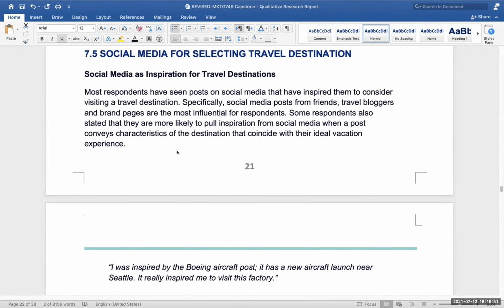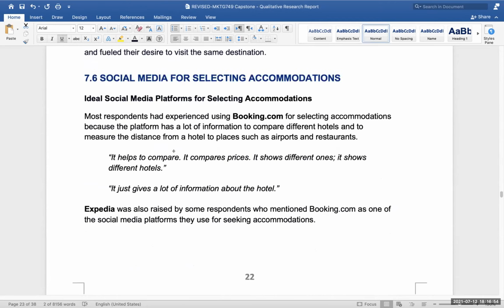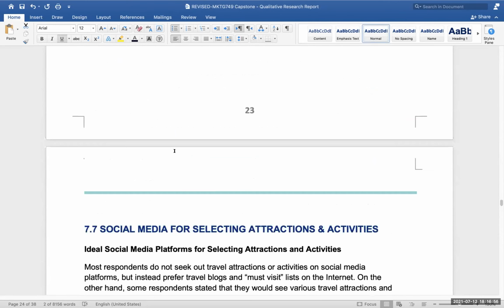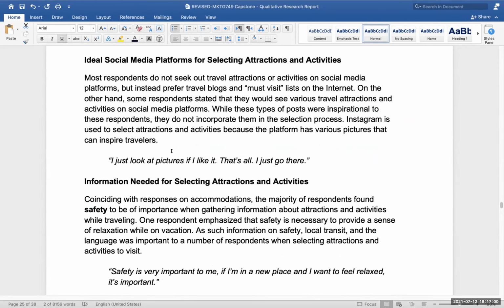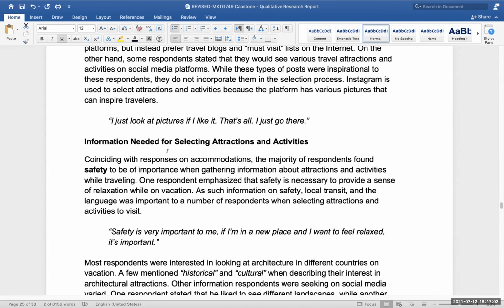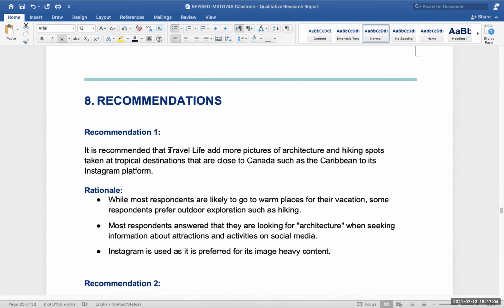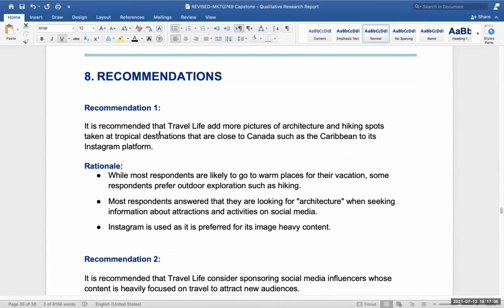So if you notice now, this is a qualitative research, so you don't have what? You notice that you're not seeing what? Any statistical interpretation or analysis, because it is qualitative. So recommendation one, based on the findings, it is recommended that Travel Life add more pictures of architecture and hiking spots taken at tropical destinations that are close to Canada, such as the Caribbean, to its Instagram platform.